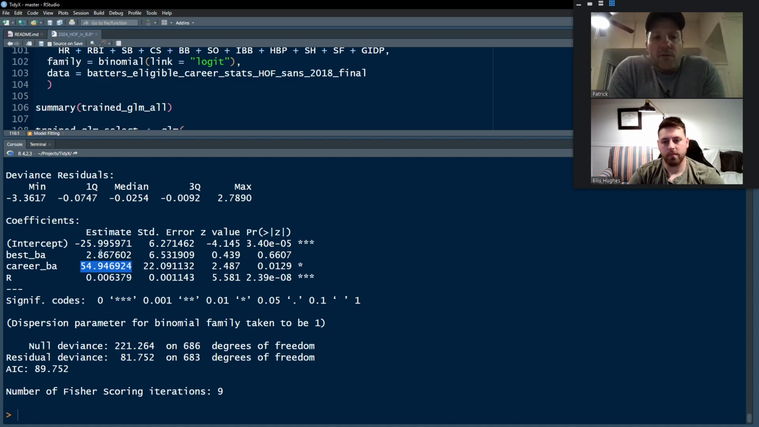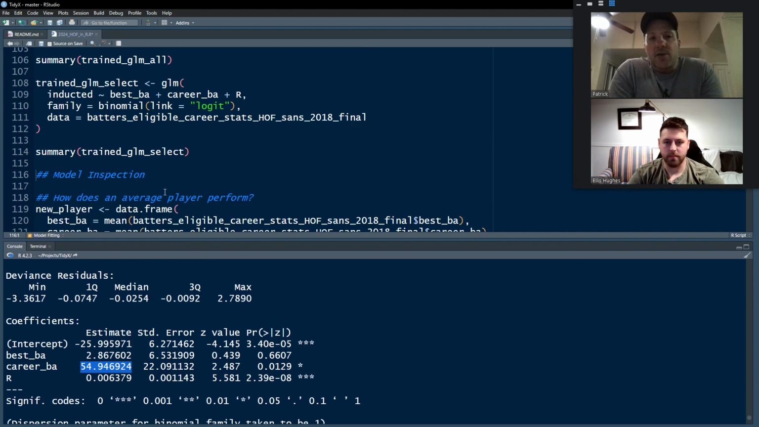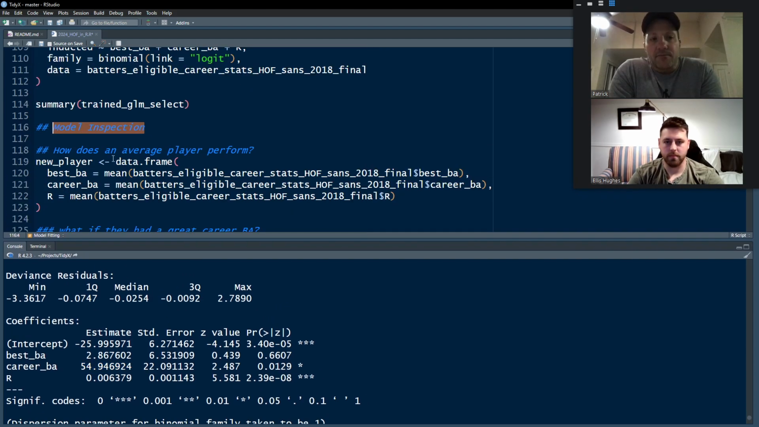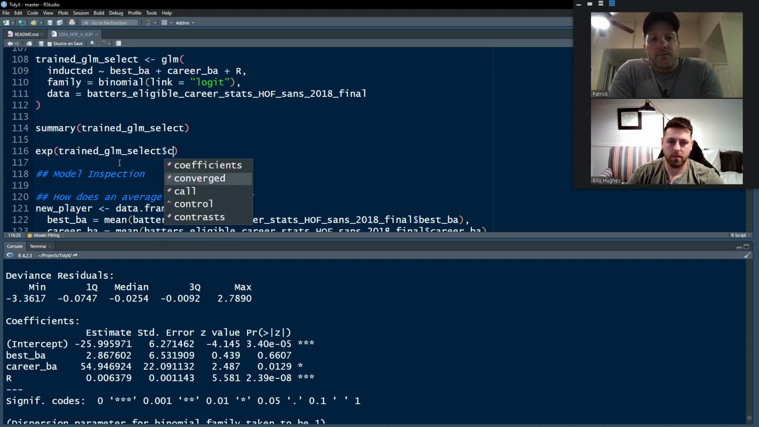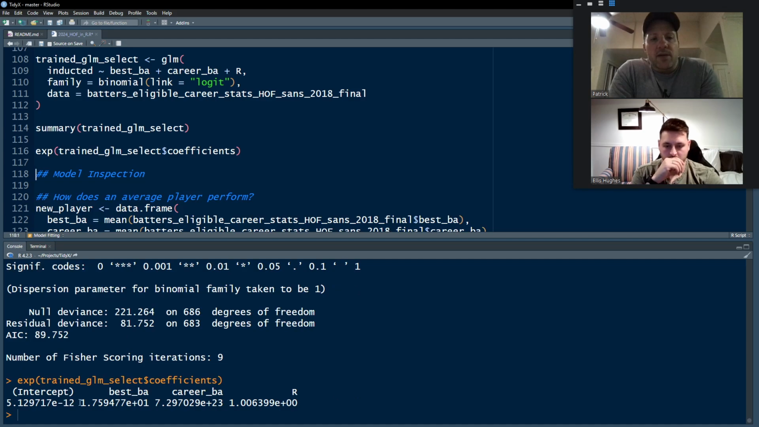We have the coefficient estimates for each of those variables. These are on a log odds scale, so they're kind of hard to make sense of. We can look at these coefficients on a normal odds scale by exponentiating them. So if we run exponentiate and coef, there we go. And so now we can look at these, for example, best batting average. For every 1 unit increase in best batting average, we would see a 17.6 times greater chance of making it to the Hall of Fame.